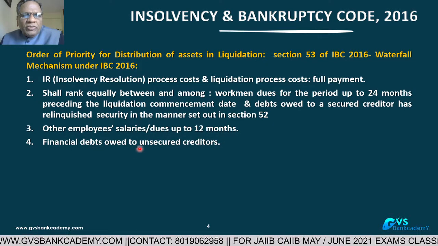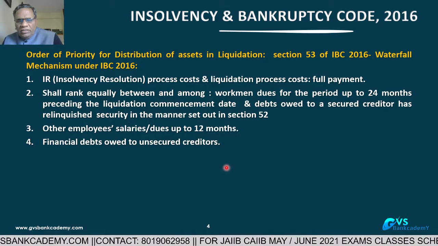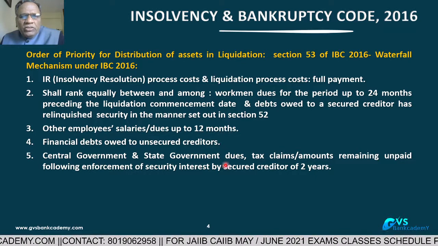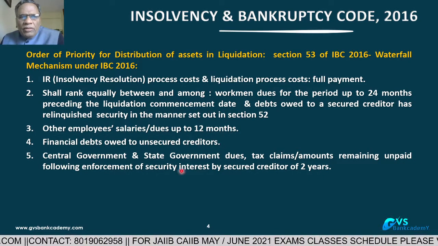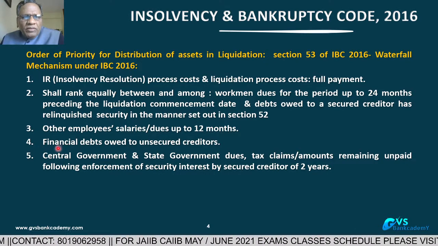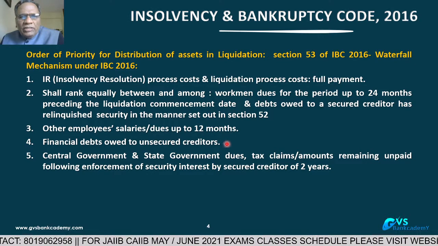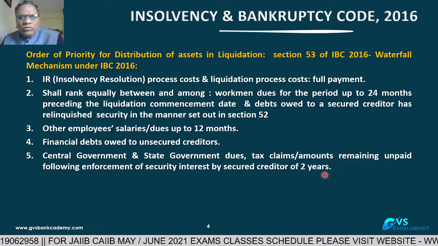Even after distribution to the unsecured financial creditors, any surplus will go to the fifth point, that is central government dues and state government dues up to 24 months or 2 years. So after full distribution up to stage 4, any surplus will come to central government and state government dues of 2 years.